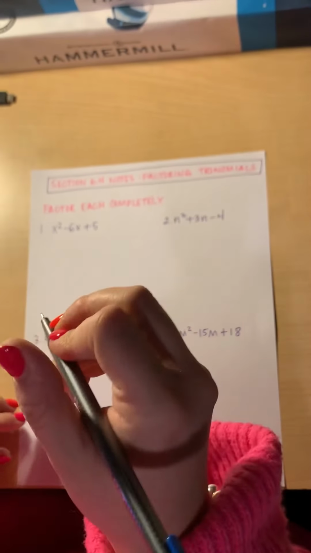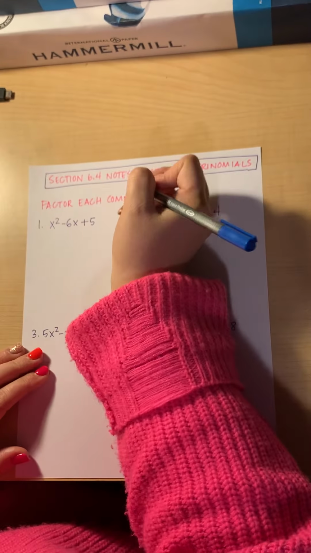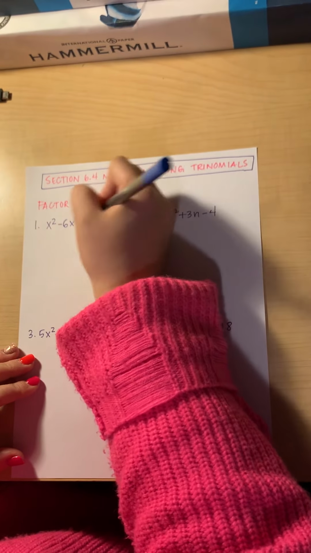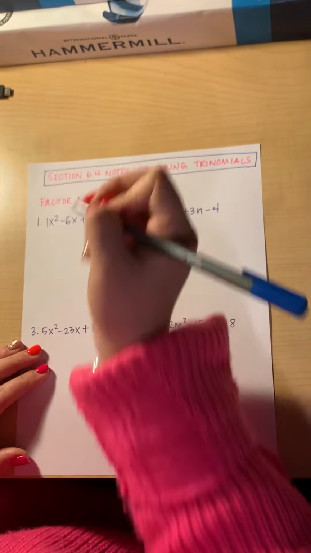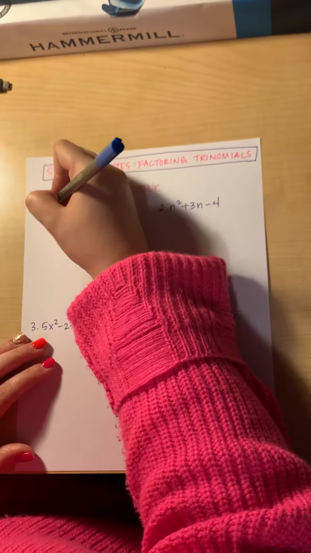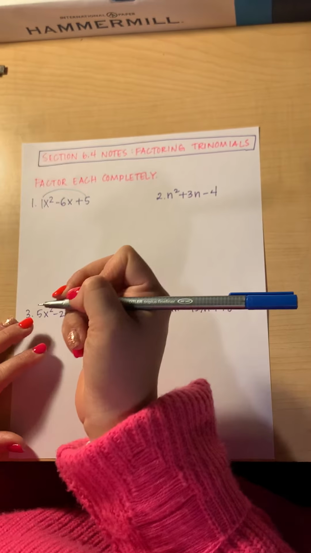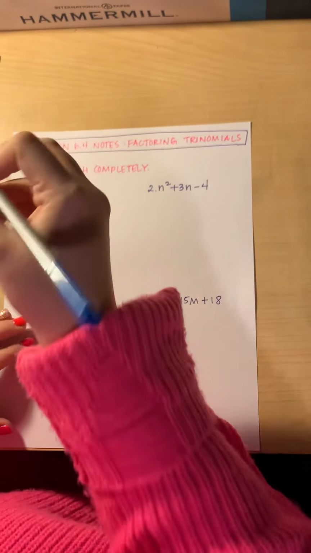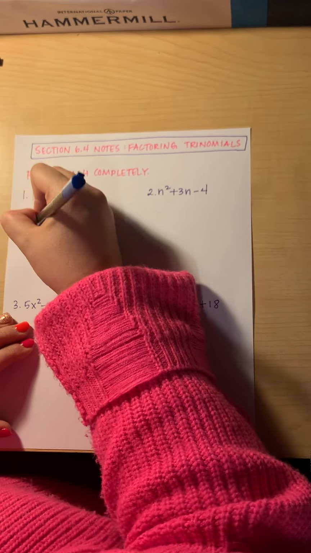So the first thing we always did is multiply our first number times our last number in our trinomial. Well, if we don't have a number in front, remember we can put a 1 right there. And so we're going to actually multiply that 1 times 5.